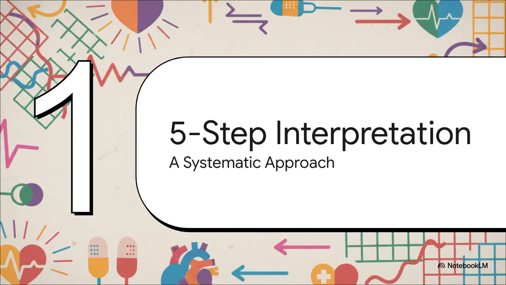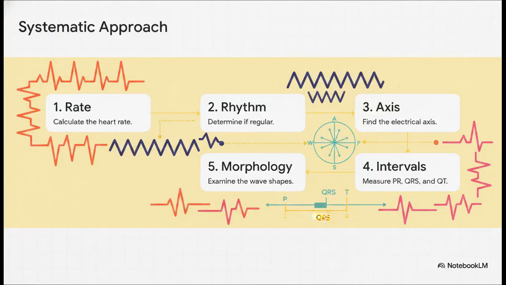All right, now that we have the alphabet and we know the rules of the page, it is time to read the whole story. And the absolute key to clinical interpretation is having a system, a repeatable, reliable method you use every single time. And this is the one I want you to use. Step 1, calculate the rate. Step 2, determine the rhythm. 3, find the axis. 4, measure the intervals. And finally, step 5, examine the morphology, the actual shapes of the waves.